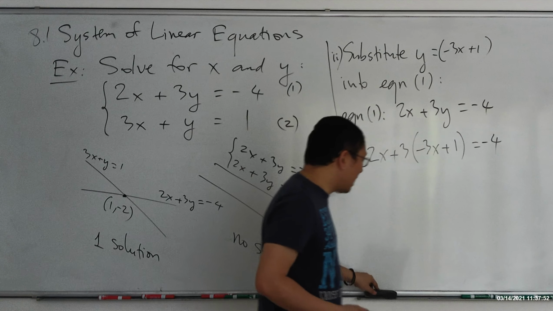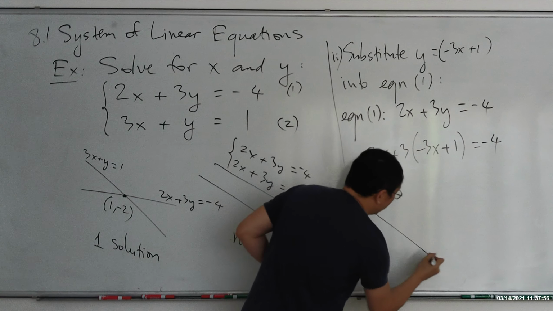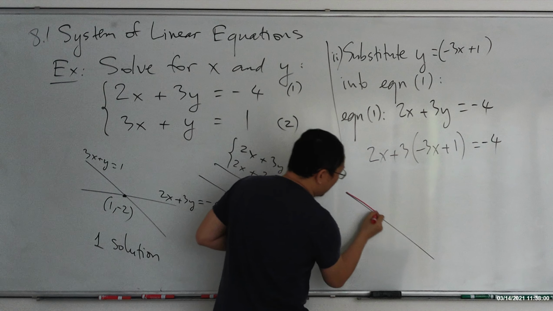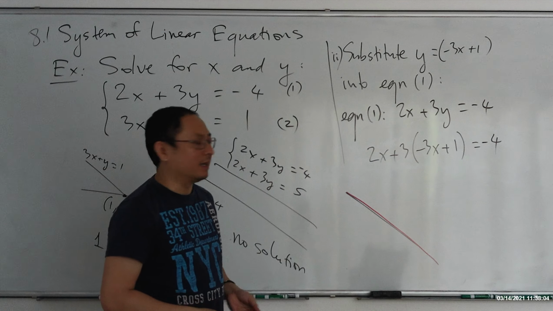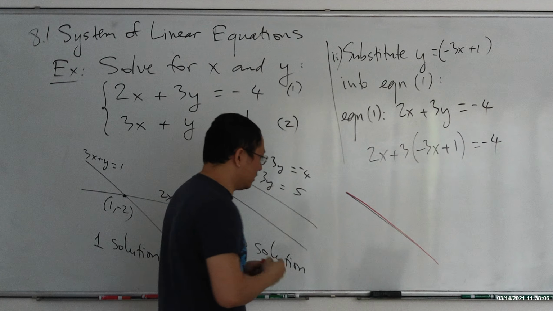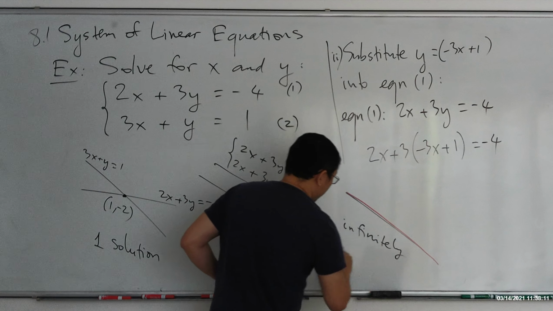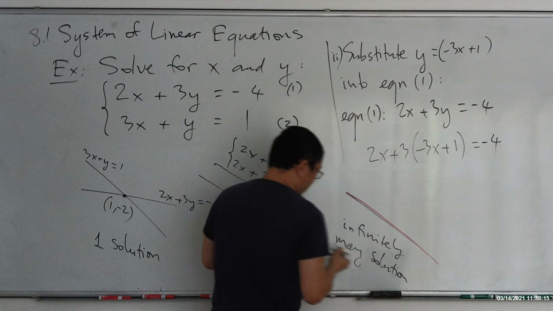The two lines are on top of each other. Let me use two colors. This is my first line right here. And then the second line, I use the red color, right on top of the first line. It's on top, okay? It means the two lines are the same. Now you have infinitely many solutions. Okay? Why does that happen?